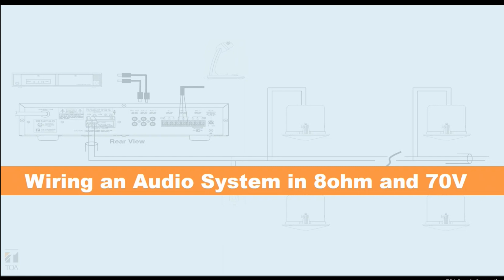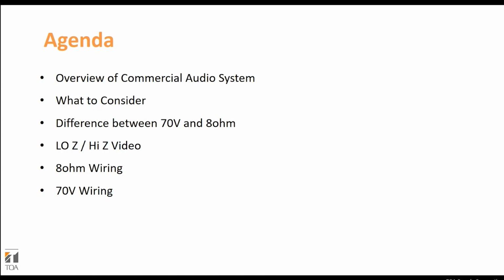We are going to be talking about, as Nelson mentioned, the wiring of commercial audio systems in 8 ohm and 70 volt. We'll start out with a bit of an overview of commercial audio systems, some of the applications you might be looking at, what to consider, and the differences between 70 volt and 8 ohm. I think that's going to be one of the key things from this webinar. A little video explaining the differences between low Z and high Z, or low impedance versus high impedance, or 70 volt versus 8 ohm, depending on how you want to describe it. Those all kind of fit the same descriptions.